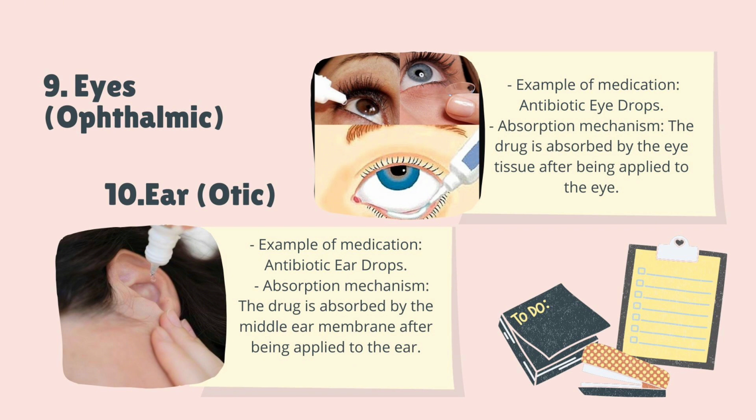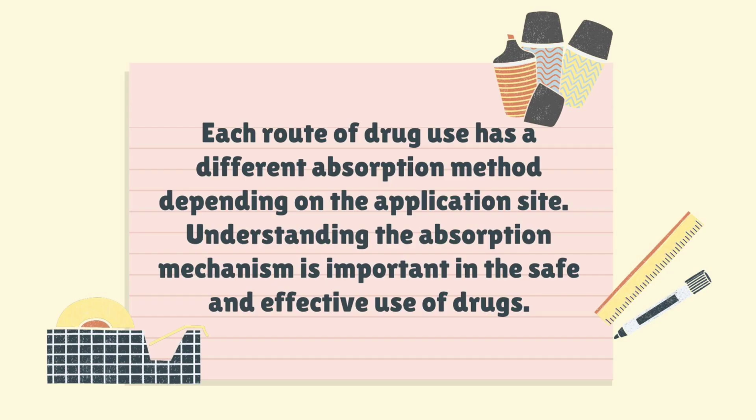10. Ear, otic. Example of medication: antibiotic ear drops. Absorption mechanism: the drug is absorbed by the middle ear membrane after being applied to the ear. So, each route of drug use has a different absorption method depending on the application site. Understanding the absorption mechanism is important in the safe and effective use of drugs.